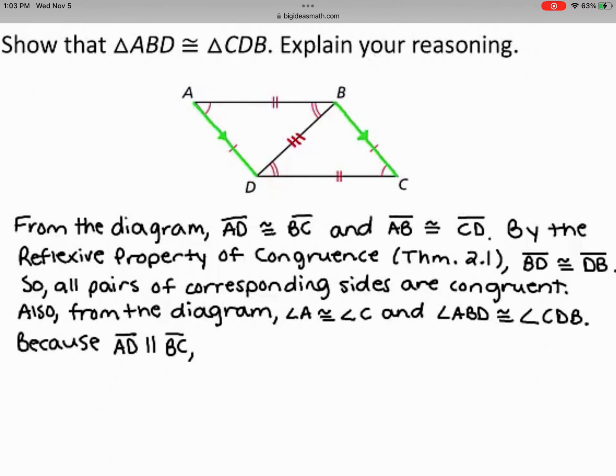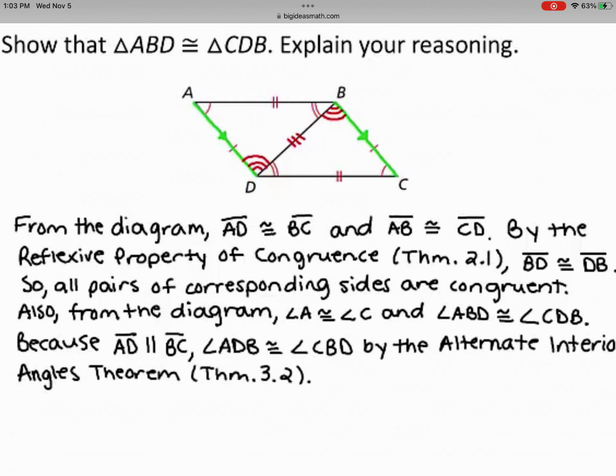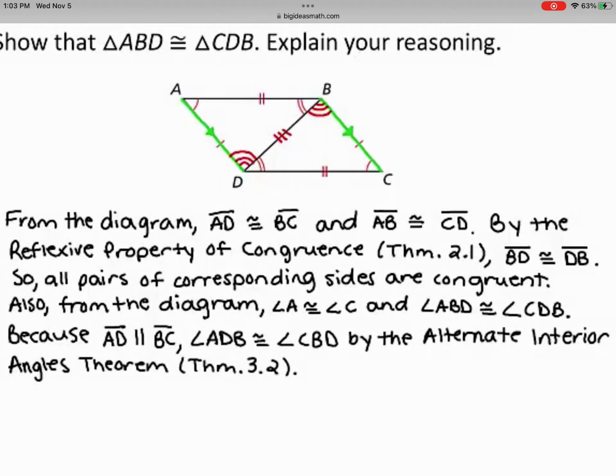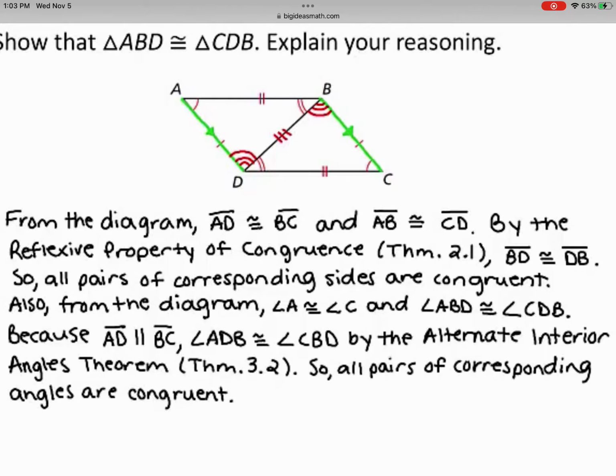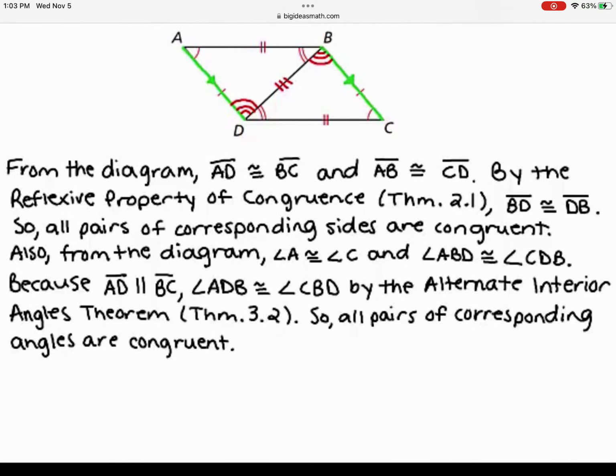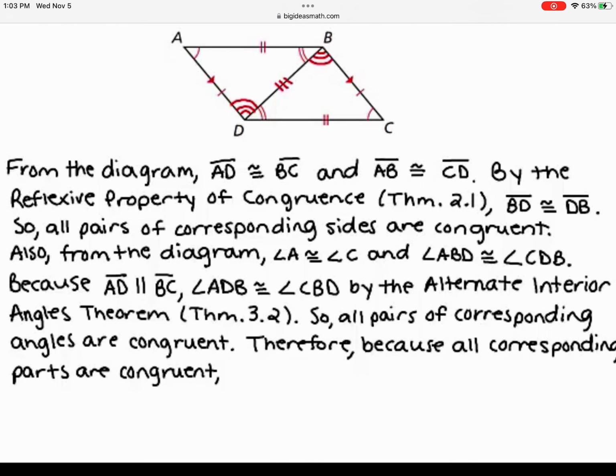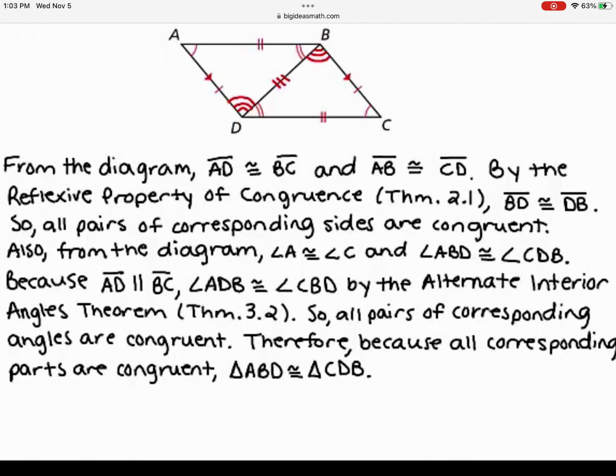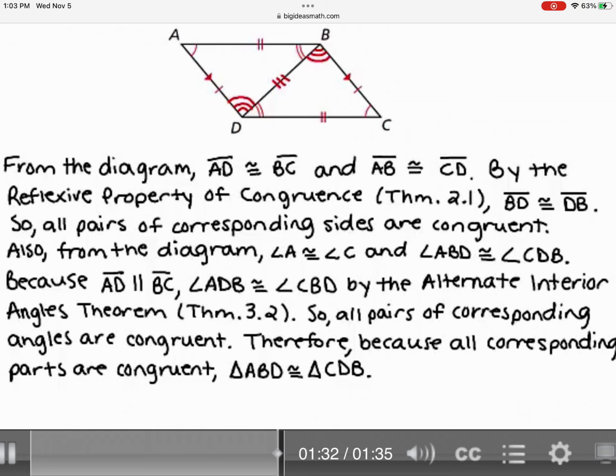So, because side AD is parallel to side BC, you can state that angle ADB is congruent to angle CBD by the alternate interior angles theorem. So, all pairs of corresponding angles are congruent. Therefore, because all corresponding parts are congruent, you can state that triangle ABD is congruent to triangle CDB.